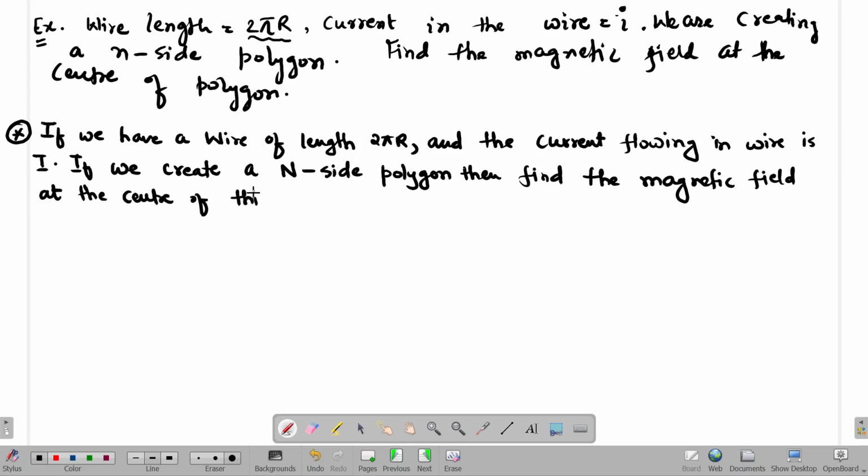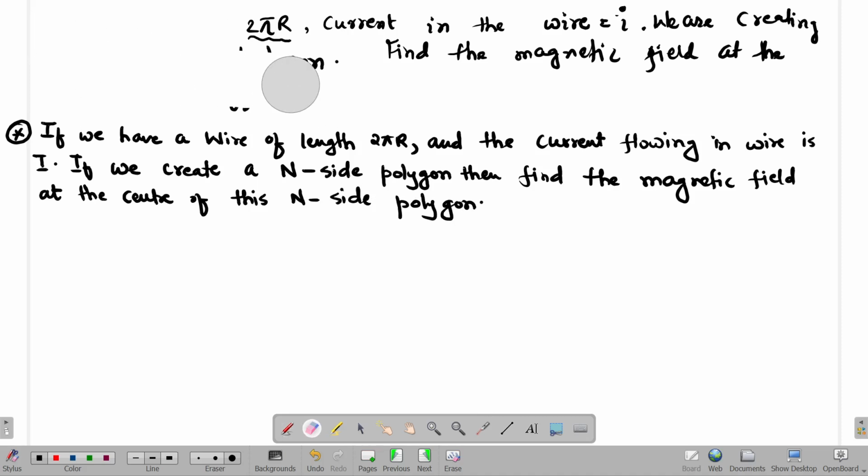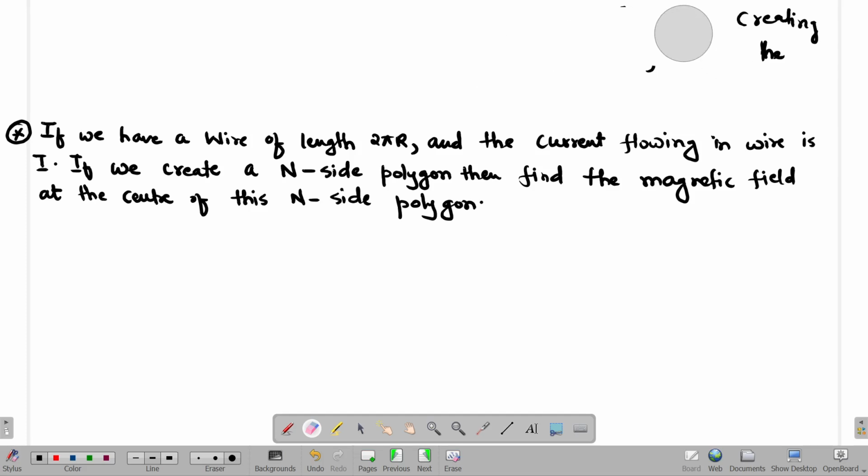This n side. Yes. Then you have to find the magnetic field at that center. Are you able to get me?